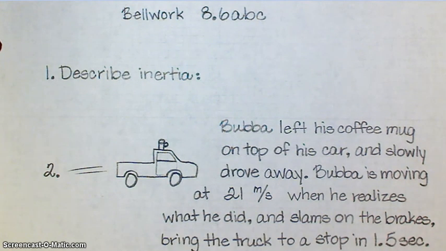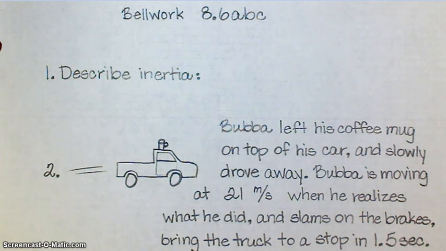First, it asks you to describe inertia. And you learned what inertia was, I believe, in lesson 2 or 3. And it's just the resistance of an object to changes in its state of motion. An object doesn't like to change what it's doing. And changes in its state of motion, that describes acceleration. So objects resist acceleration. They resist changing anything about their motion.